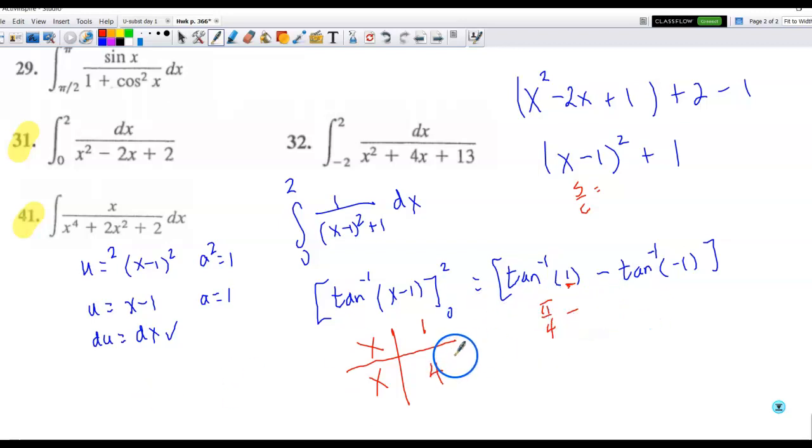minus, now be careful, when you go into the fourth quadrant, we are rotating negatively. We're rotating in the opposite direction. So the angle in the fourth quadrant that has an output of negative 1 would be negative pi over 4. So pi over 4 plus pi over 4 is 2 pi over 4, which is equal to pi over 2.